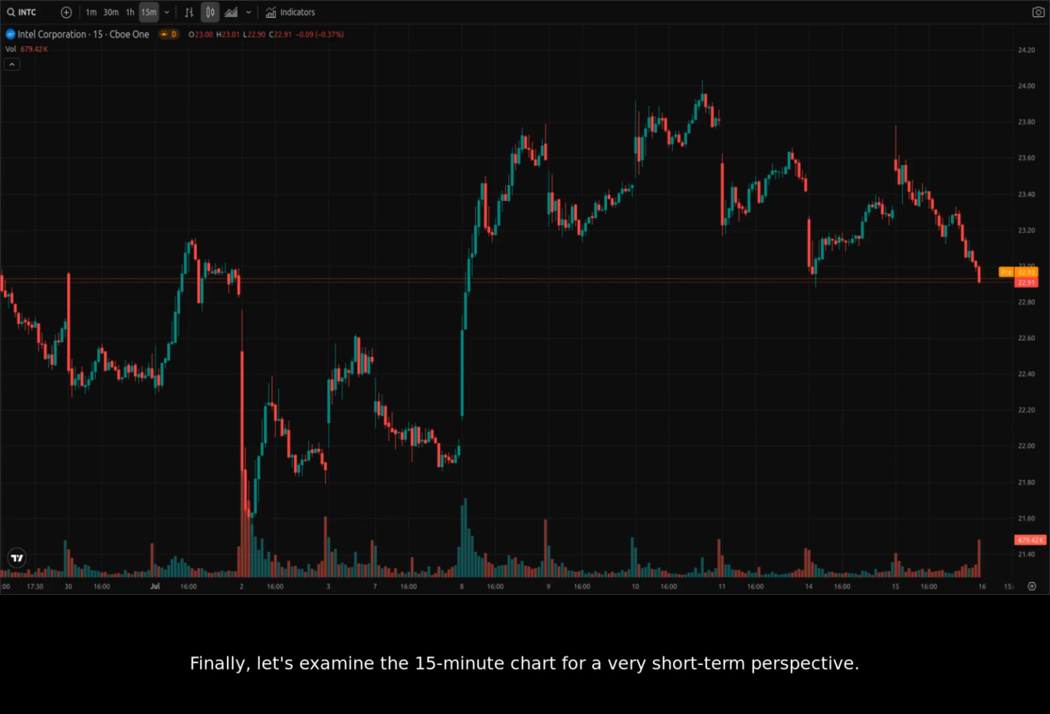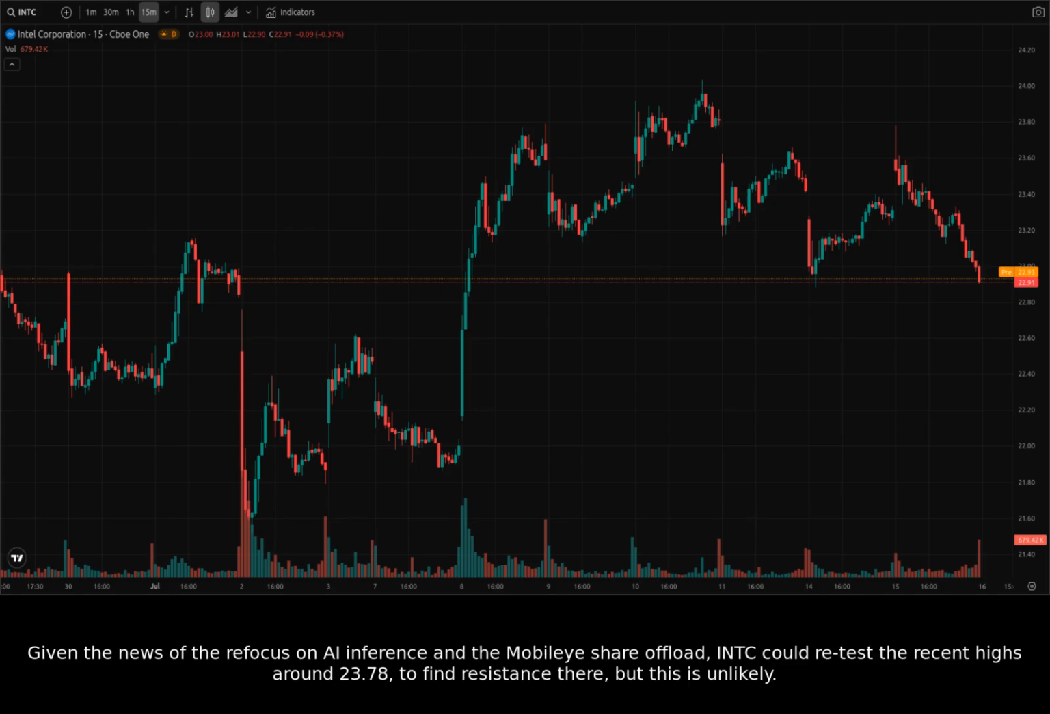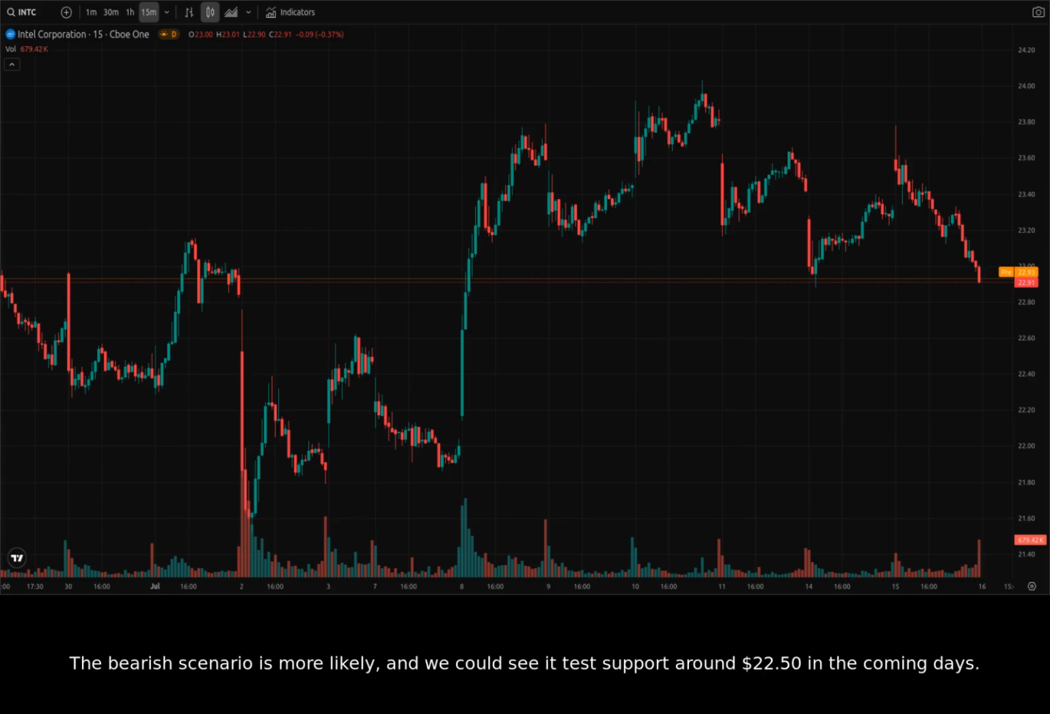Finally, let's examine the 15-minute chart for a very short-term perspective. The 15-minute chart shows even more detailed price fluctuations. Given the news of the refocus on AI inference and the Mobileye share offload, Intel could retest the recent highs around $23.78 to find resistance there, but this is unlikely. The bearish scenario is more likely, and we could see it test support around $22.50 in the coming days.